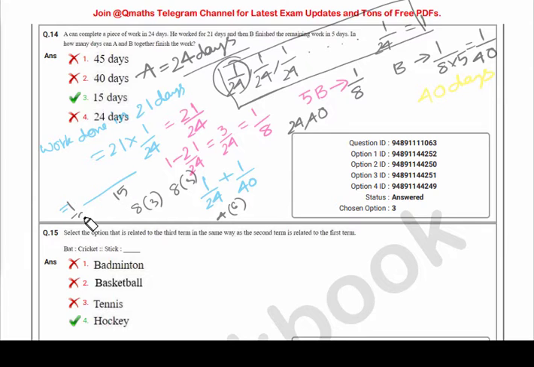So you just keep 1 by 8 aside. So 1 by 3 plus 1 by 5. And here we get 5 plus 3. So here we get 1 by 15. What is 1 by 15? That is A plus B. If they work one day together, they will finish 1 by 15th of the work. So that means they take 15 days to finish the work.